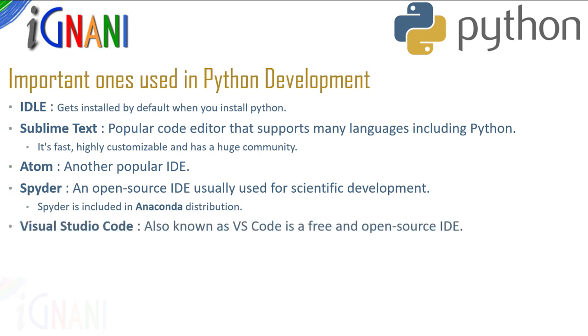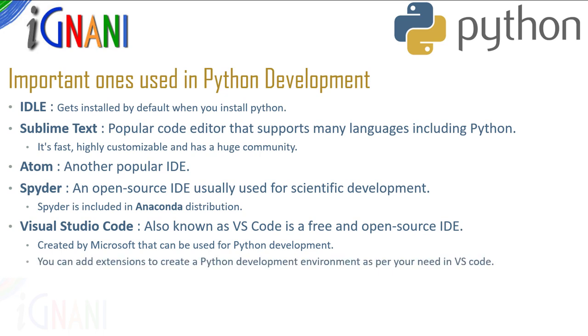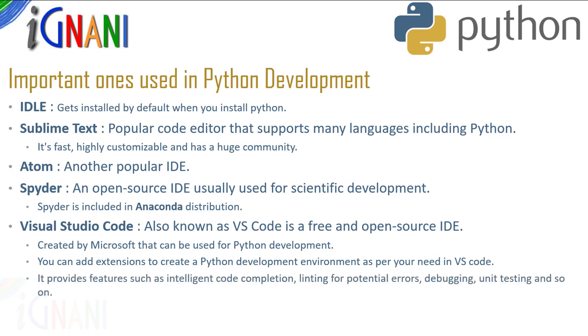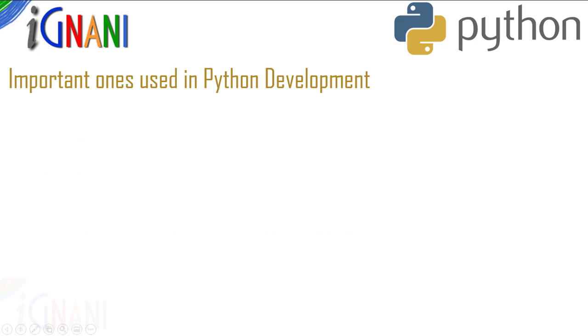Then we have another very well-known IDE which is Visual Studio Code, also known as VS Code, which is a free and open source IDE created by Microsoft, which can be used for Python development as well. That means you can also use Visual Studio Code with various other languages as well. You can add extensions to create a Python development environment in VS Code as per your needs. It provides features such as intelligent code completion, linting for potential errors, debugging, unit testing, and so on.